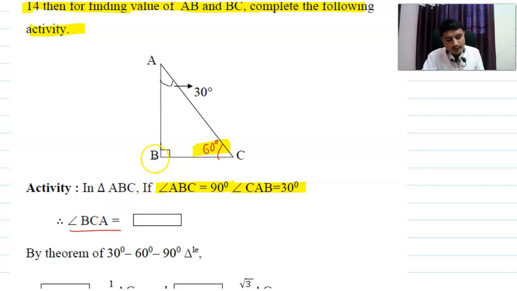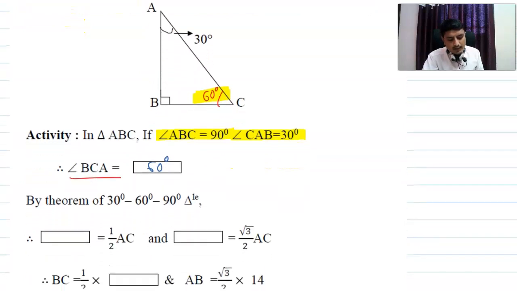So the measure of angle BCA is 60 degrees. So the given triangle ABC is a 30, 60, 90 degree triangle. It is well known that the side opposite the 30 degree angle, that is BC, equals half of the hypotenuse AC, and the side opposite the 60 degree angle, that is AB, equals root 3 by 2 times the hypotenuse AC.